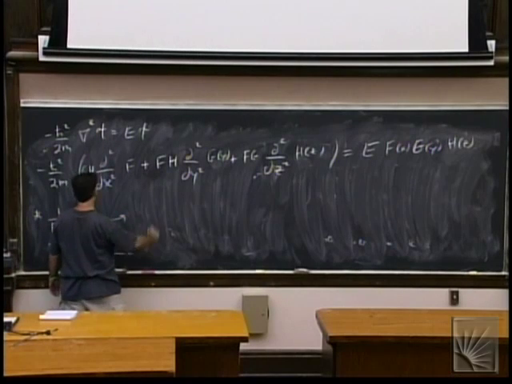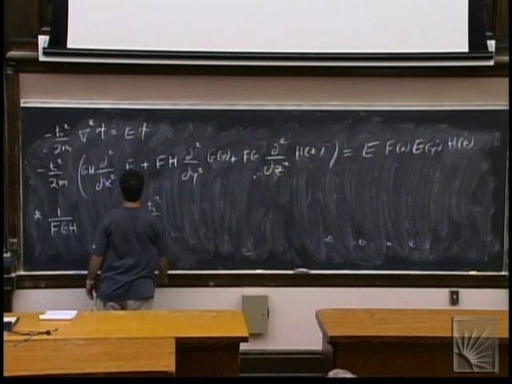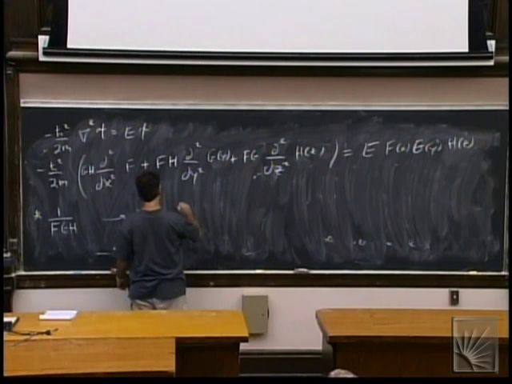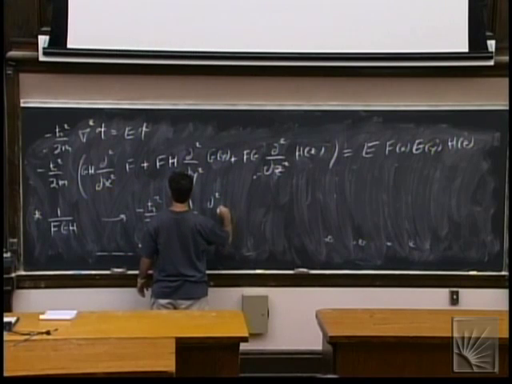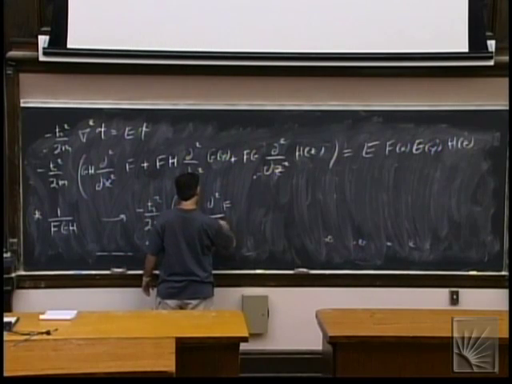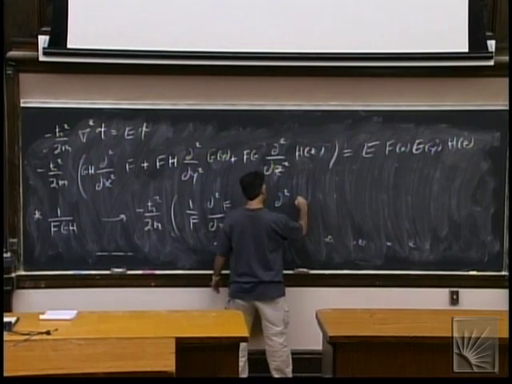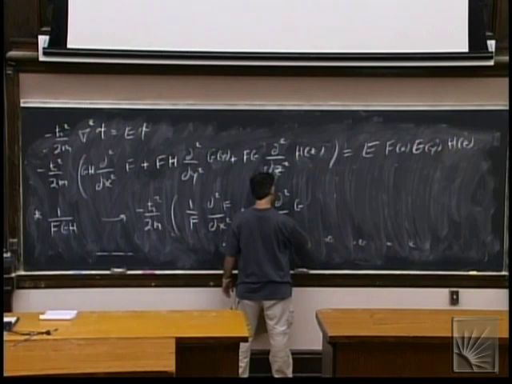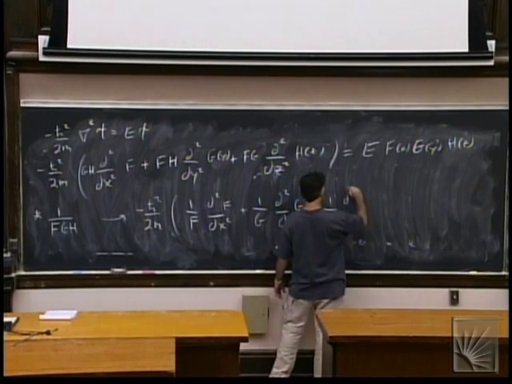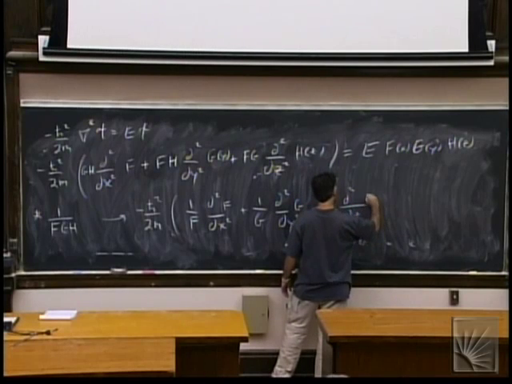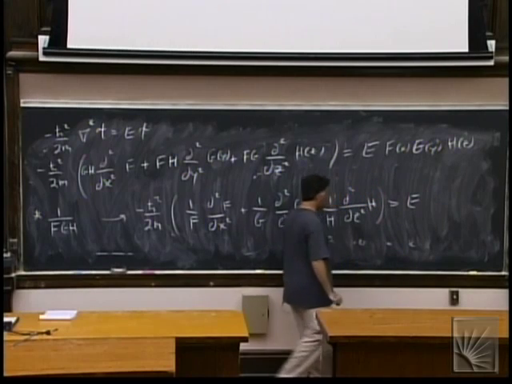This is the separation of variables. So then I have minus h bar squared over 2m, and that gets rid of that. So you have 1 over f, d squared f dx squared, plus 1 over g, d squared g dy squared, plus 1 over h, d squared h dz squared, is equal to E.